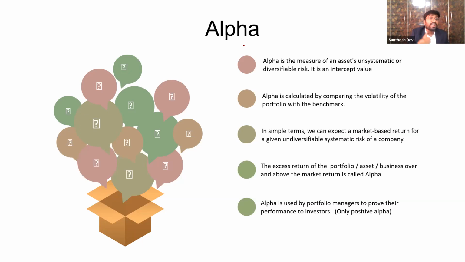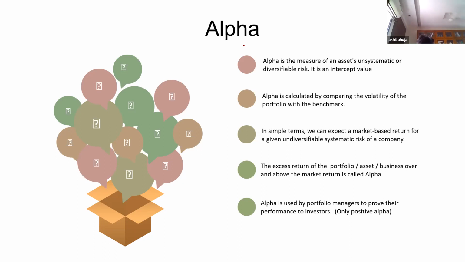So if I want to get compensated for it, if in my own analysis I'm going to do a valuation for it, apart from the risk-free rate, apart from beta into RM minus RF, I will want an extra return from this particular stock that represents alpha. This is alpha. This is the unsystematic risk. It is not in the system. It is not the average. It is an unsystematic risk.